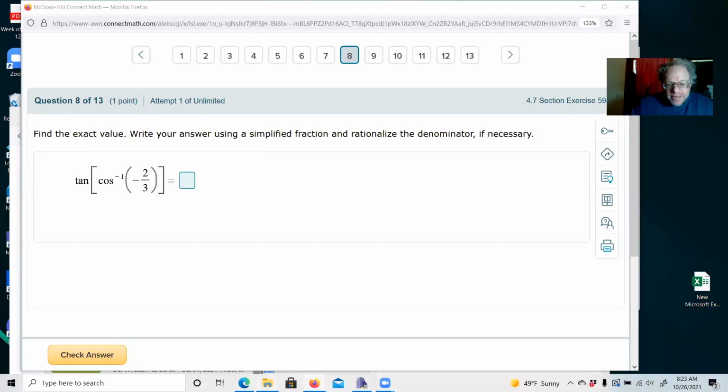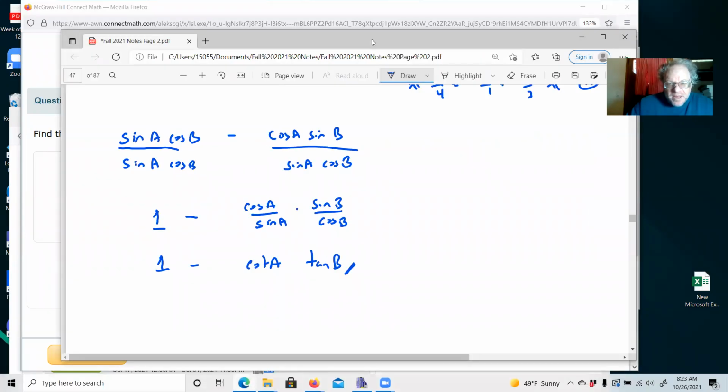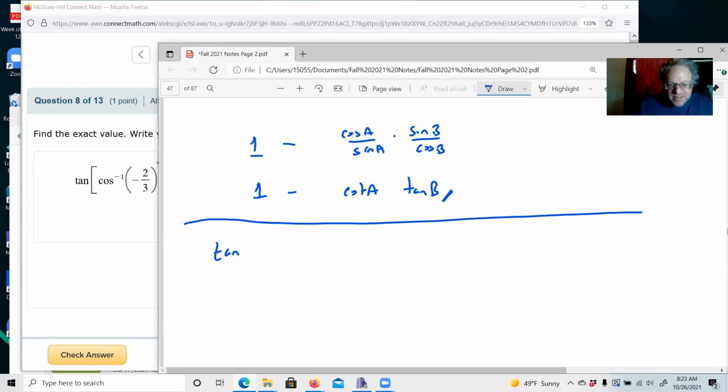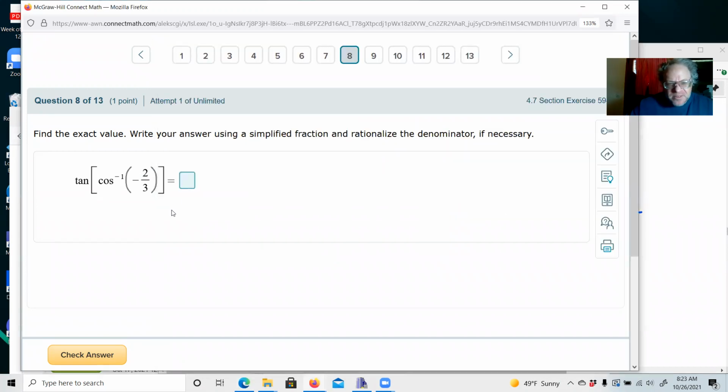All right, welcome back. So you're going to have to do some inverse functions. We have tangent of inverse cosine of negative 2 over 3. And what do they tell me? They don't seem to tell me anything else. Okay, let's find the exact value.